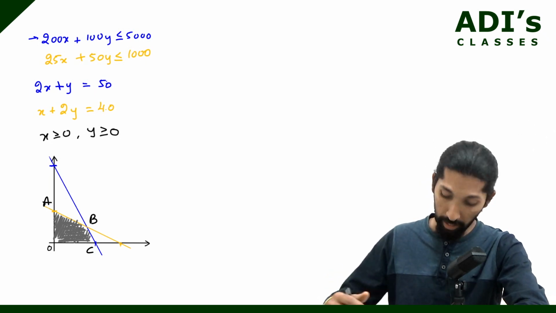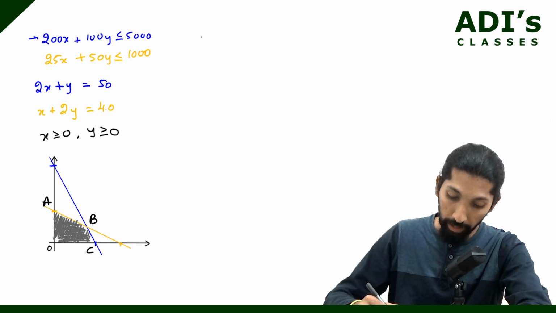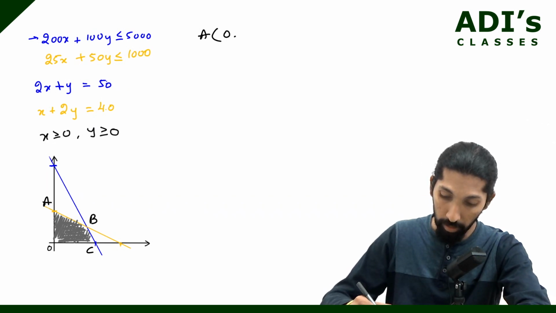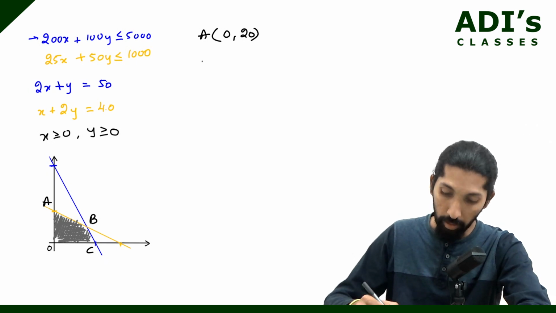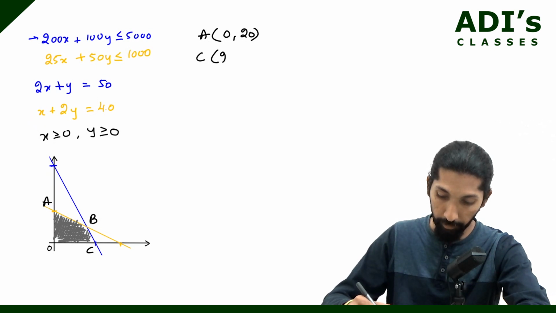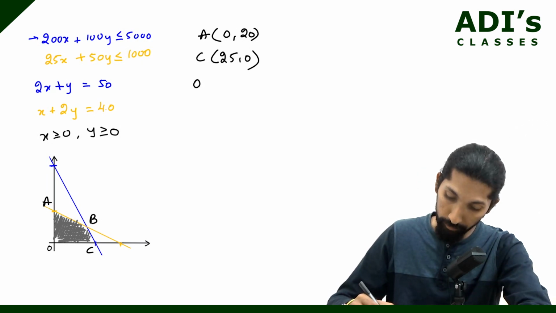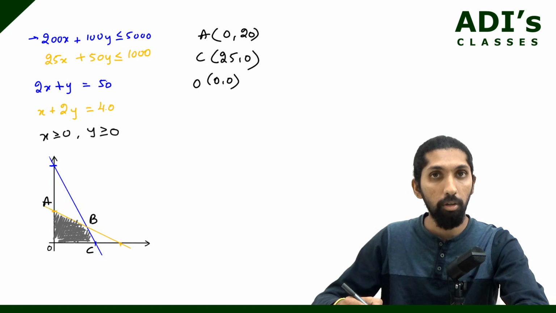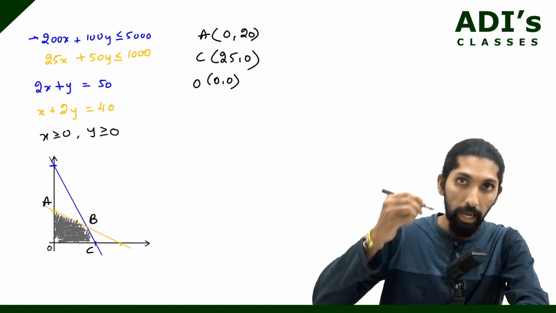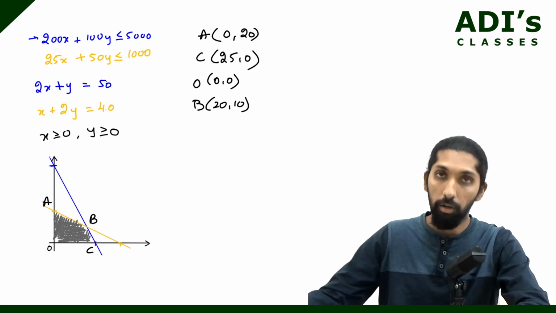Now we can calculate A and C very simply. We have to calculate B the same way. Point A is 0, 20. And point C is going to be 25, comma 0. The next point, which is O, is 0, comma 0. Very simple. Now point B is the intersection. If you calculate, the B value will become 20, comma 10. Alright, now we have the points.